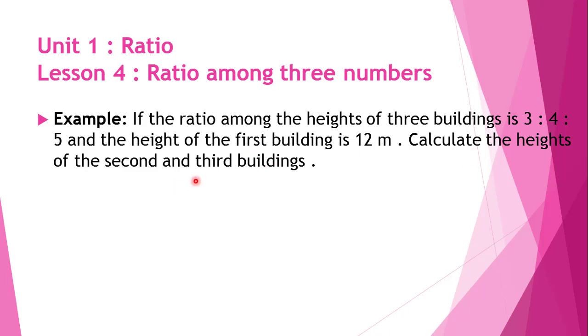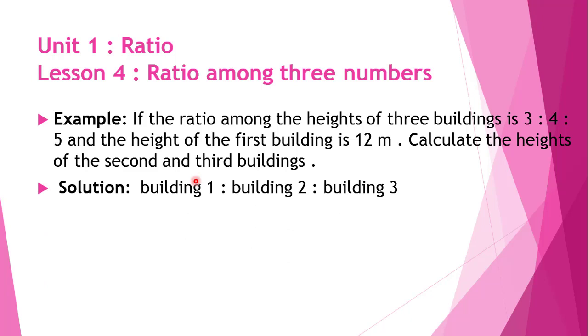By the same way as the ratio between two numbers, we will arrange our information as a table: building 1, building 2, and here we have also building 3. Building 1 to building 2 to building 3, 3 to 4 to 5. This is the ratio. Do we have any real information? Yes, we have. The height of the first building is 12.